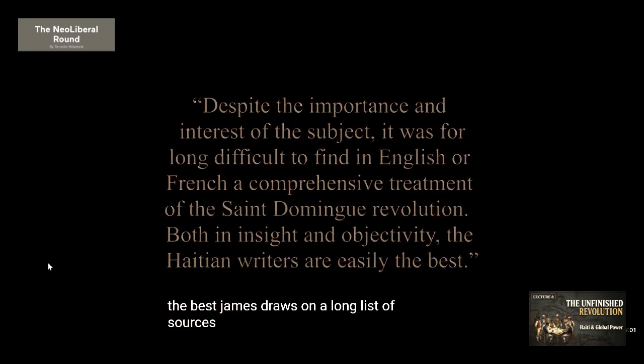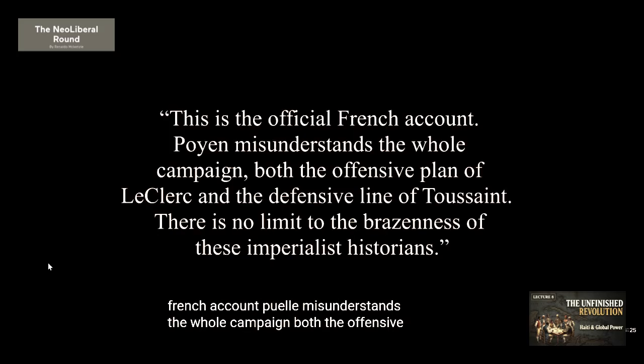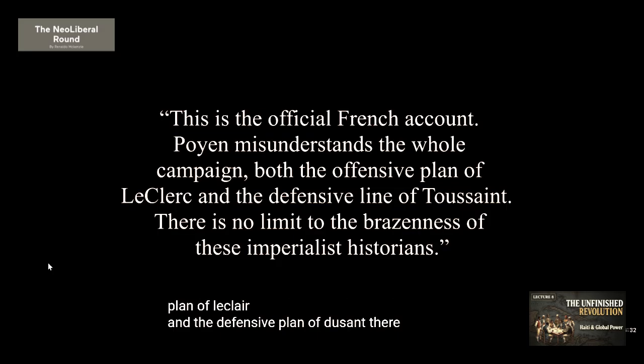James draws on a long list of sources, notably Colonel Henri de Poyen Belize and his history of 1899, Histoire militaire de la Révolution de Saint-Domingue, or A Military History of the Revolution of Saint-Domingue. James writes of this book, "This is the official French account. Poyen misunderstands the whole campaign, both the offensive plan of Leclerc and the defensive plan of Toussaint."